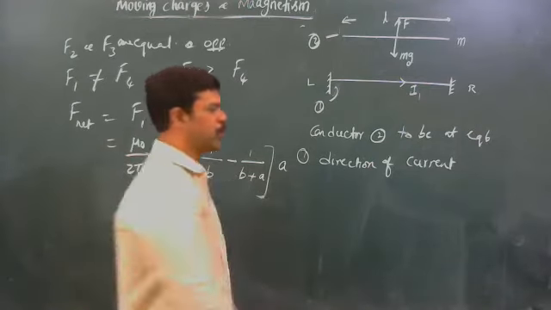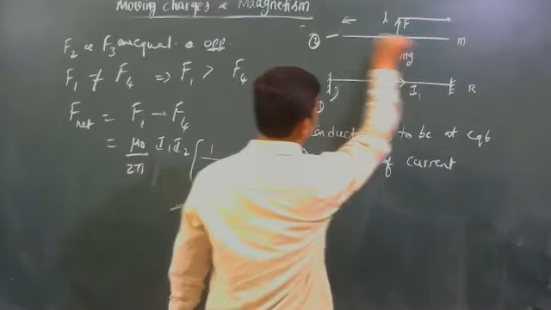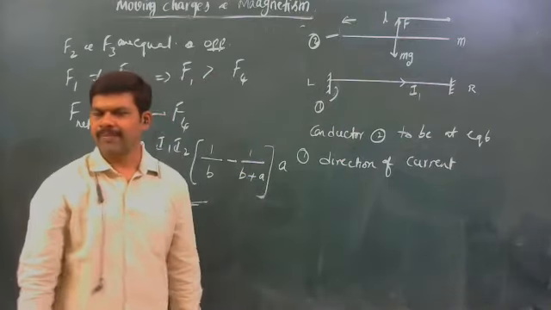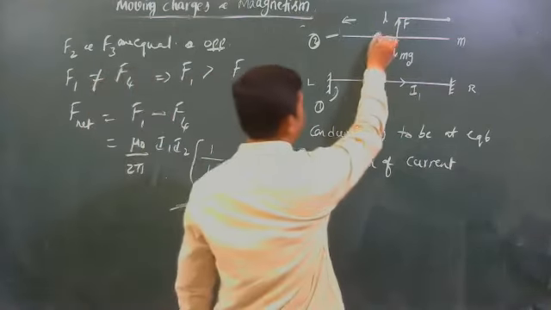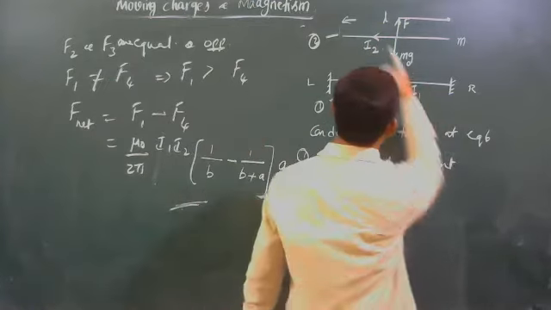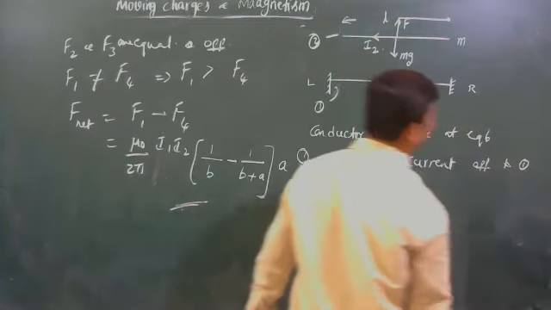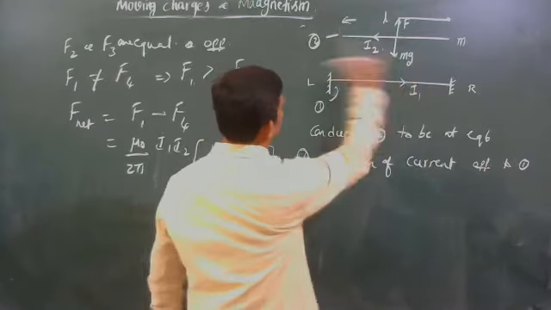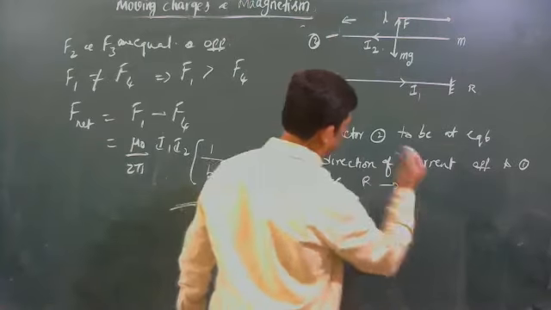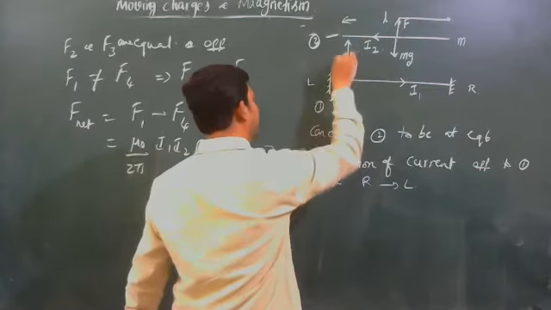To have a repulsive force, what should be the direction of current in this? Is it in the same direction as this or the opposite direction? Opposite. So the direction of the current here is opposite to the direction of the current in 1. That is from where to where? Right to left. The distance between these two is r.